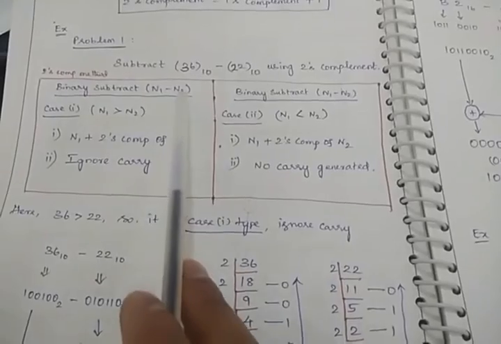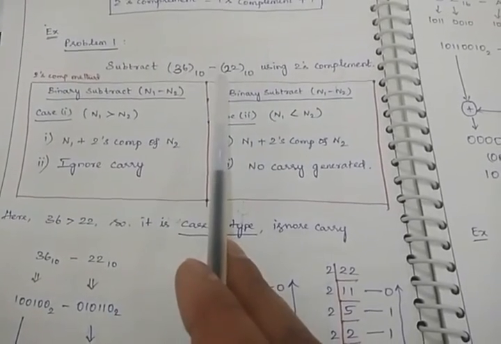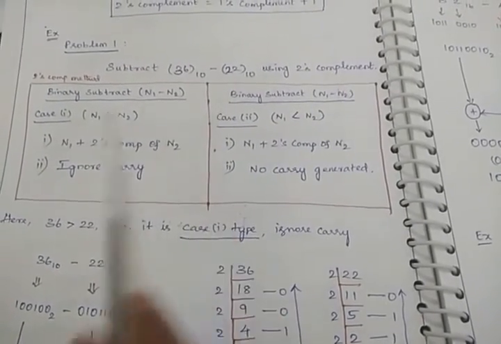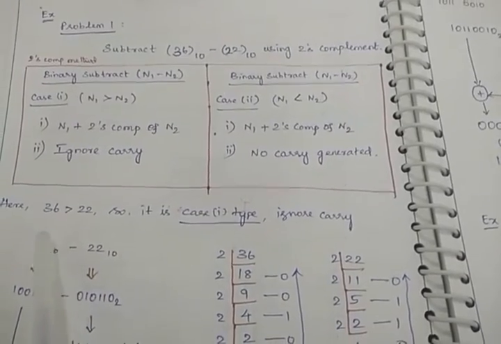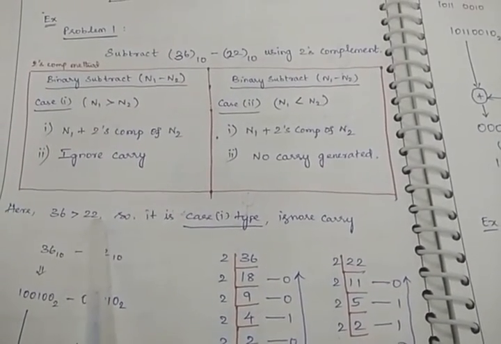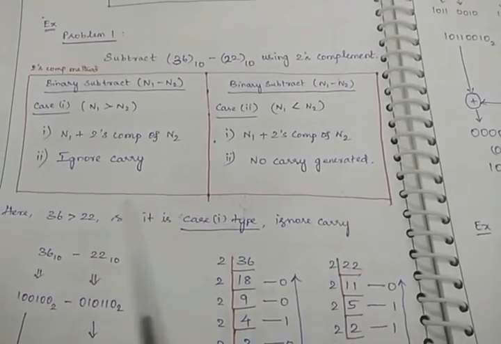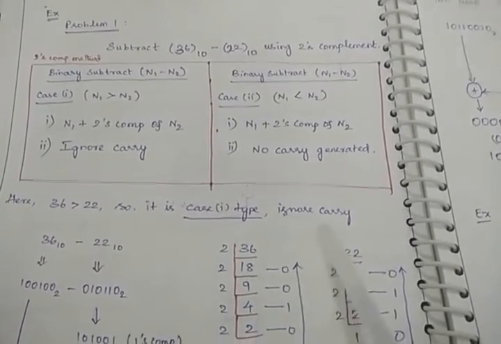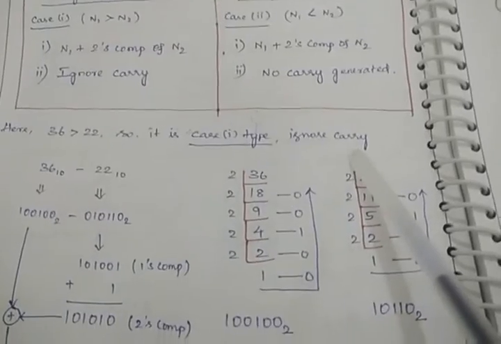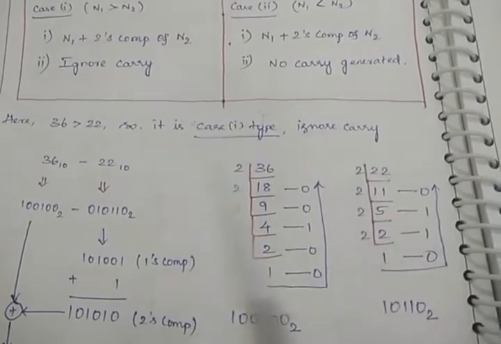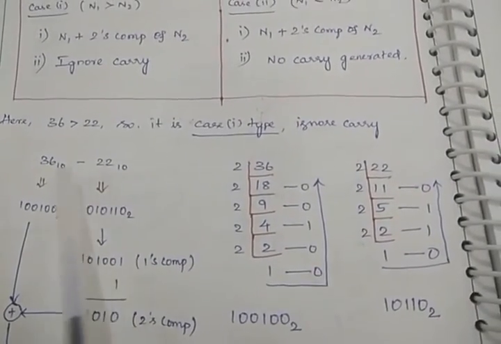See, according to the question, 36 minus 22 is the case 1 type. 36 is greater than 22, so it is a case 1 type. We know very well here carry will be generated, but that carry we have to ignore. So we'll see how we are going to do this problem.